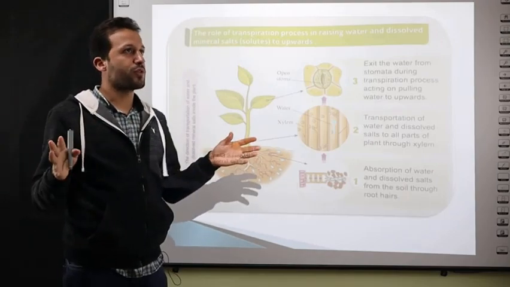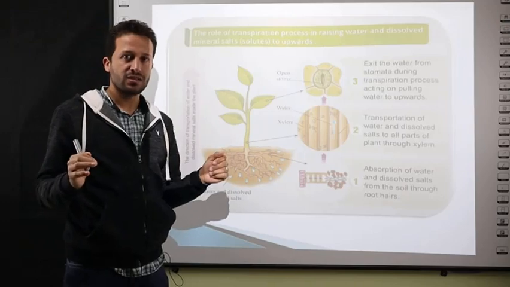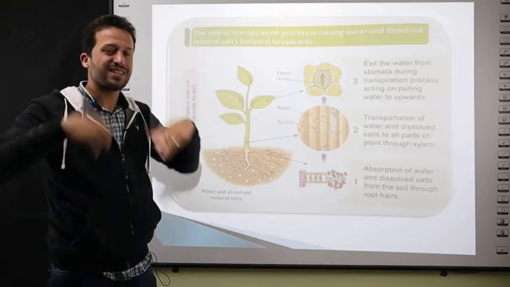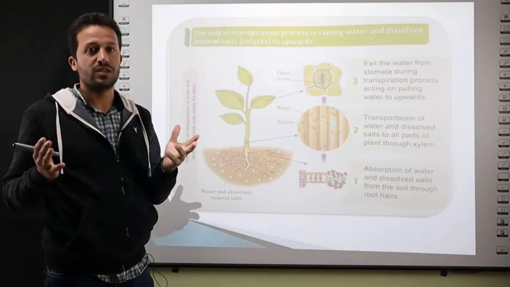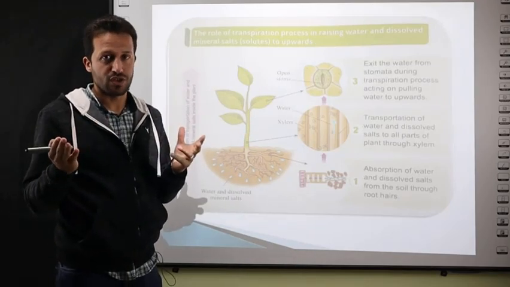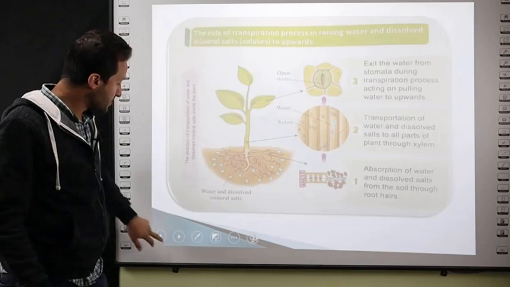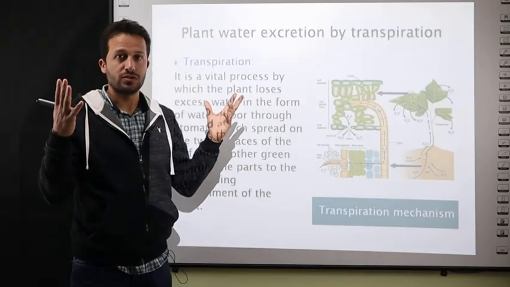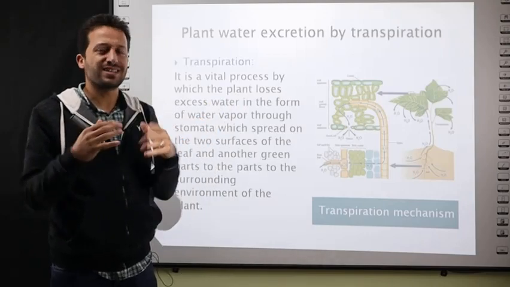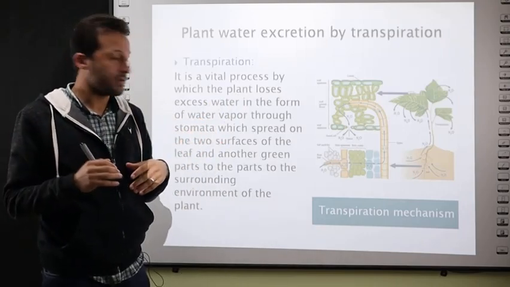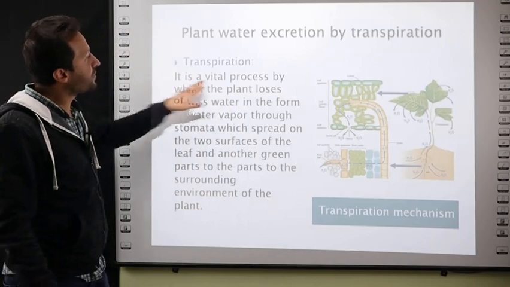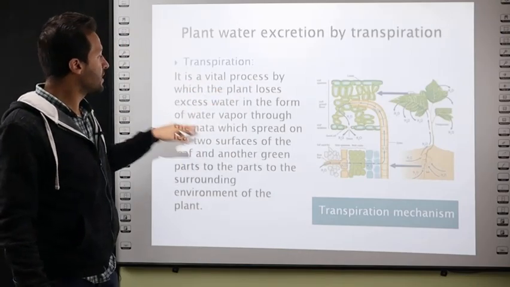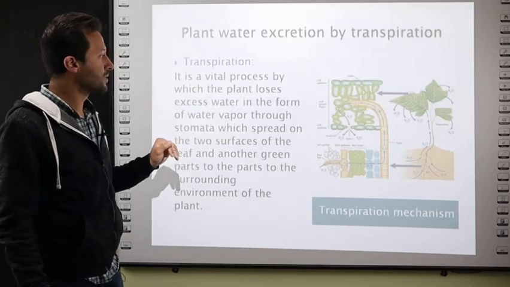Okay? If the temperature of this room increases, the amount of sweat will increase to get rid of the increase in temperature. And also the plant has to lose water to get rid of excess temperature. So transpiration is a vital process by which the plant loses excess water in the form of water vapor.